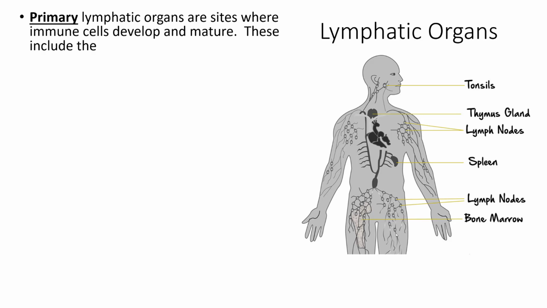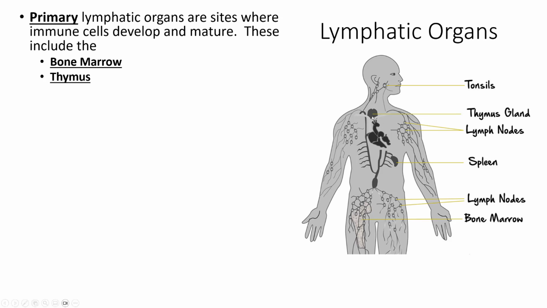So that's the lymphatic vessels and capillaries. Now, in addition, these capillaries and vessels ultimately migrate in and out of lymphatic organs. So you have two general categories here, primary and secondary. Primary lymphatic organs are those where your immune cells develop and mature over time. These include the bone marrow and a specific organ called the thymus.